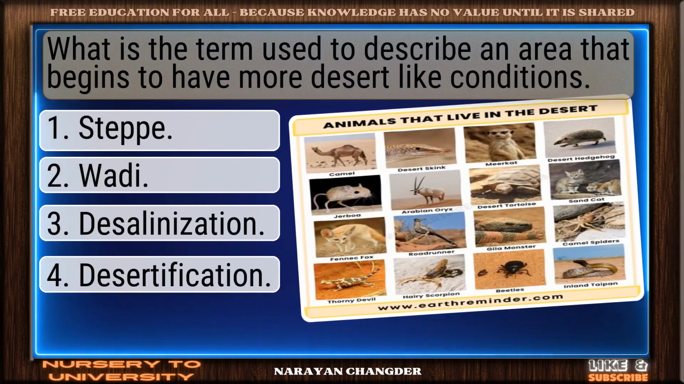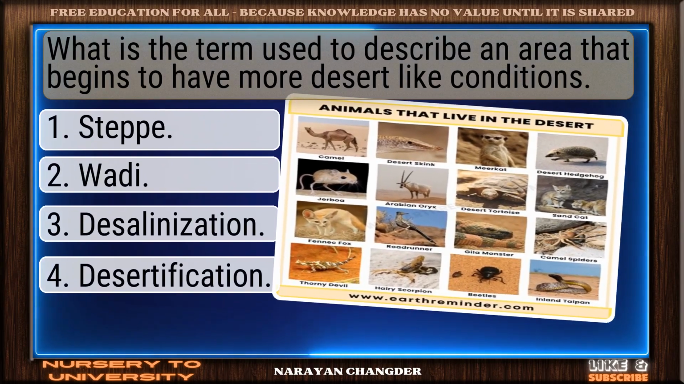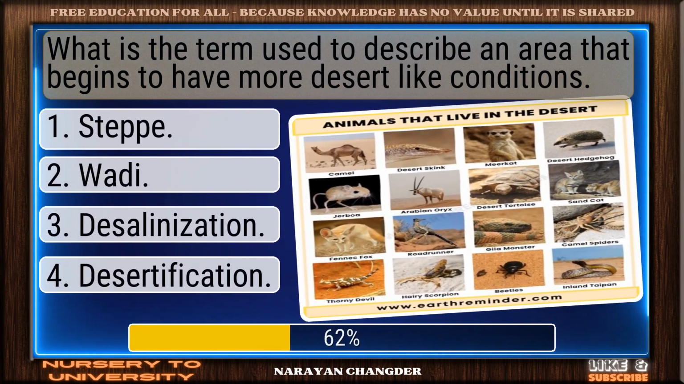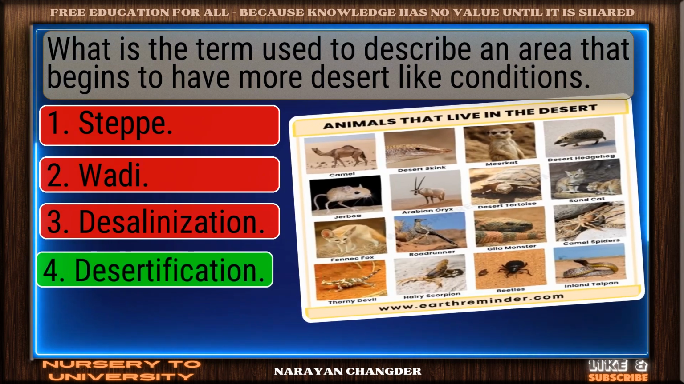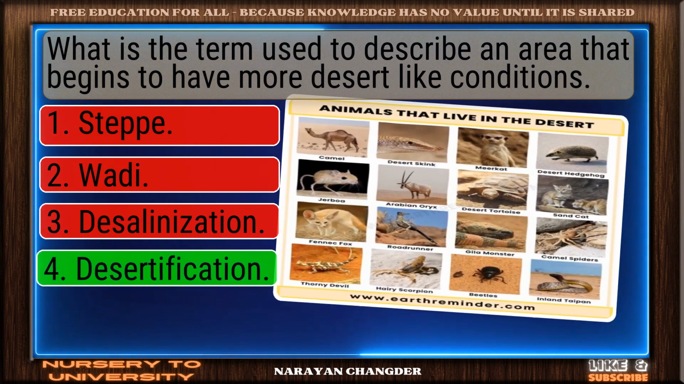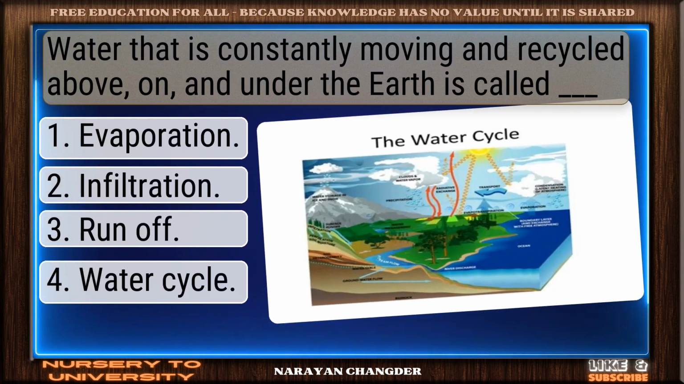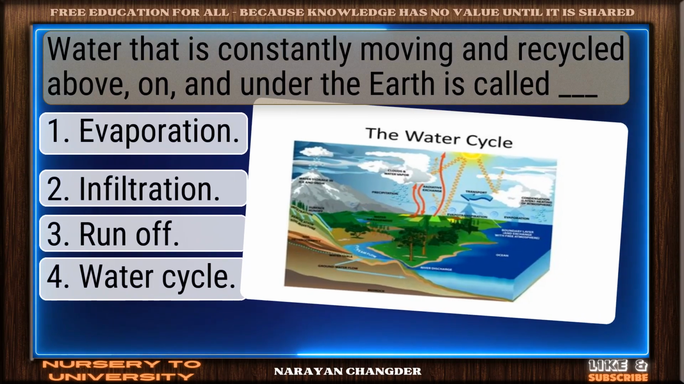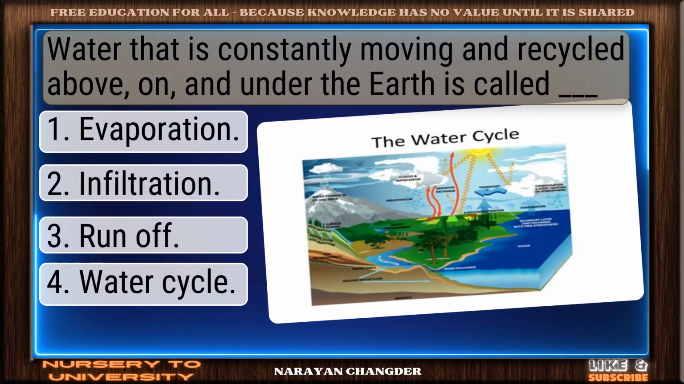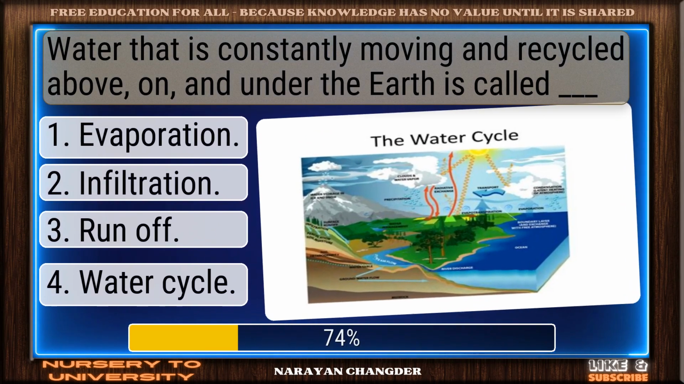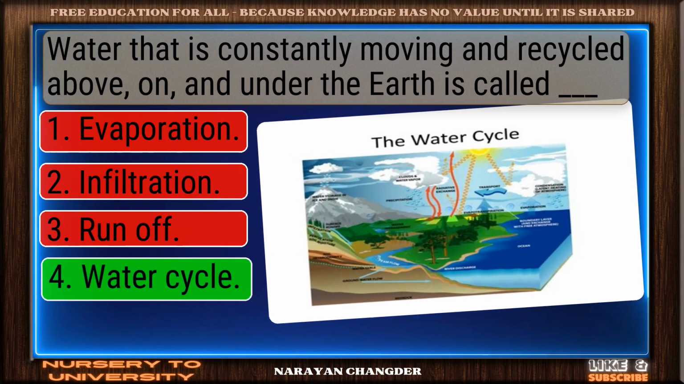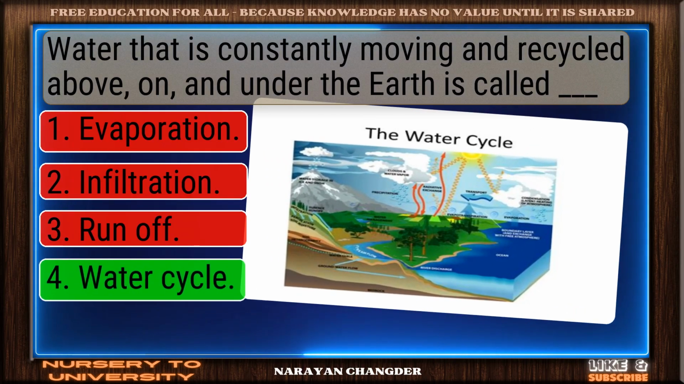What is the term used to describe an area that begins to have more desert-like conditions? Sharp thinking. Desertification is the right choice. Water that is constantly moving and recycled above, on, and under the earth is called dash. You chose water cycle, and it is correct.